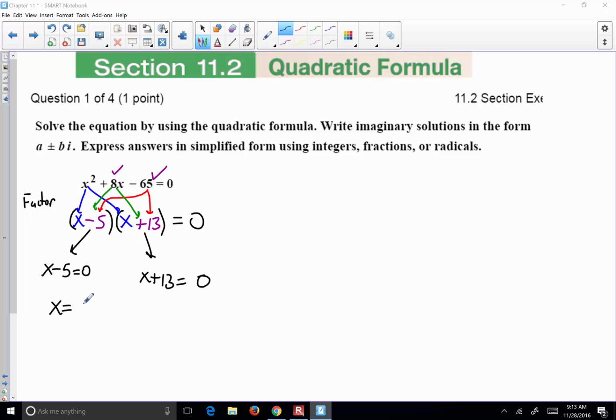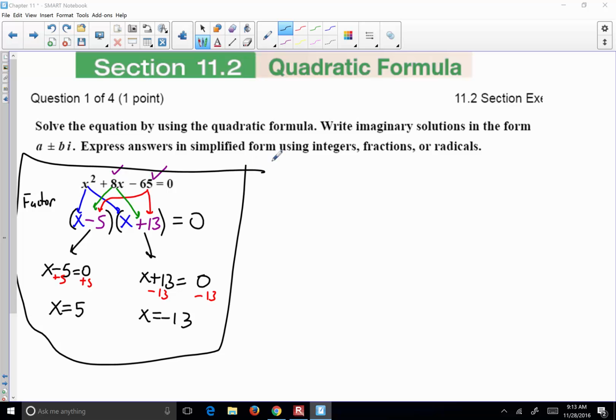And you get x equals 5. Just add 5 to both sides for this. Then subtract 13 from both sides. You get x equals minus 13. This is how we do this in chapter 6, called the factor and set to 0 method, let's say.